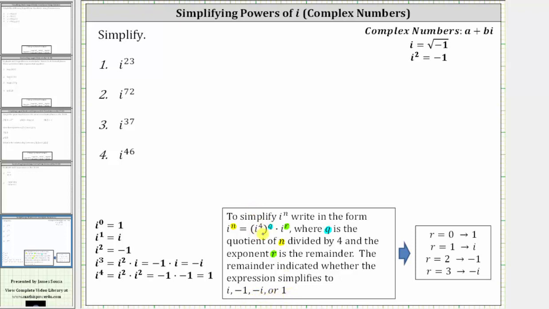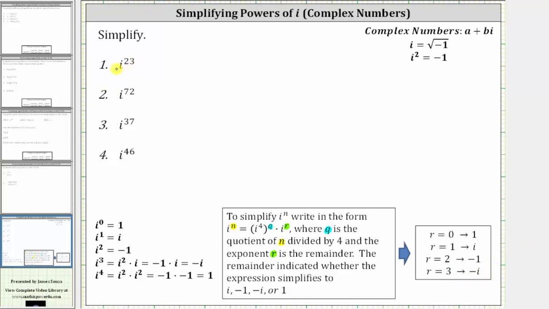And the remainder is what indicates whether the expression simplifies to i, negative 1, negative i, or 1. That's because i to the fourth is equal to 1, so 1 raised to the power of q is always 1, leaving us with i to the power of r. And since we're dividing by 4, the remainder is always going to be 0, 1, 2, or 3. If the remainder is 0, the power of i simplifies to 1. If the remainder is 1, the power of i simplifies to i. If the remainder is 2, the power of i simplifies to negative 1. And if the remainder is 3, the power of i simplifies to negative i.